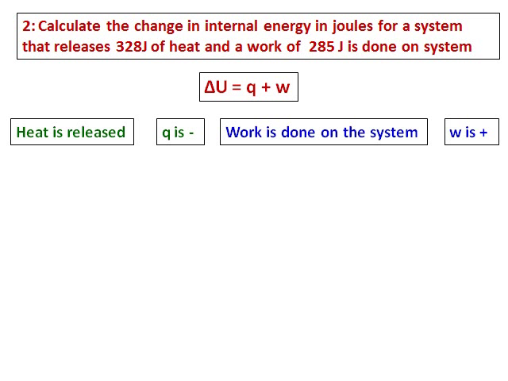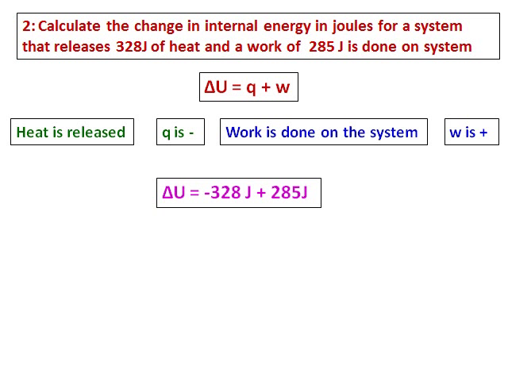And then it says that work is done on the system, then W will be positive. So substitute, take the value of Q as negative and take the value of W as positive and put it in the equation, and I get the value of internal energy as negative 43 joules. So these questions are pretty simple, but the only thing you have to take care of is the sign of Q and W.